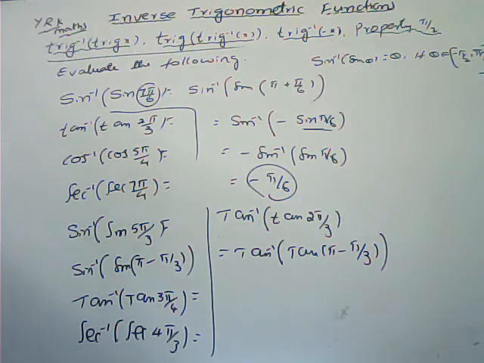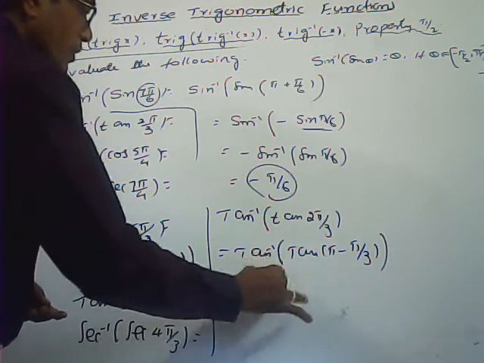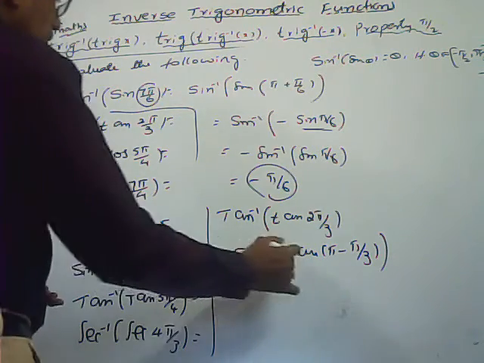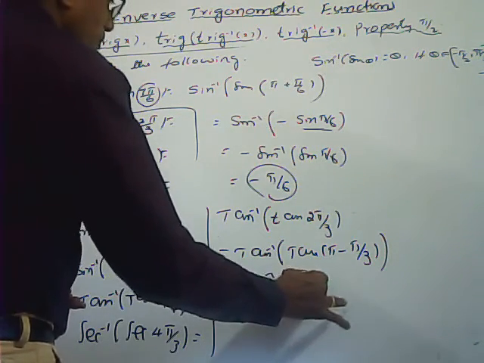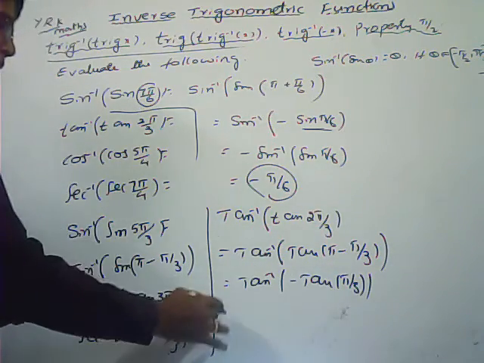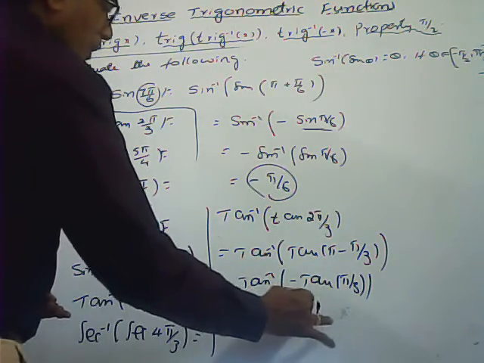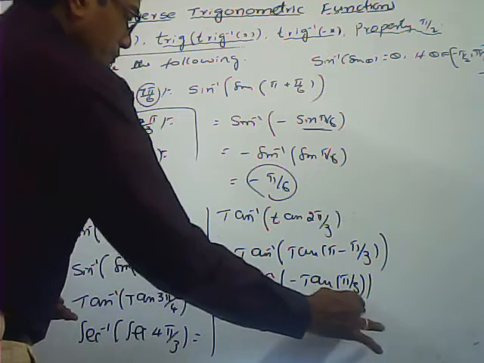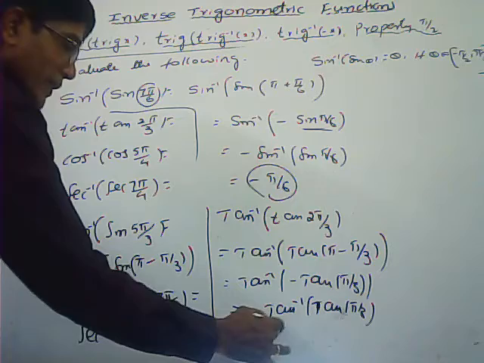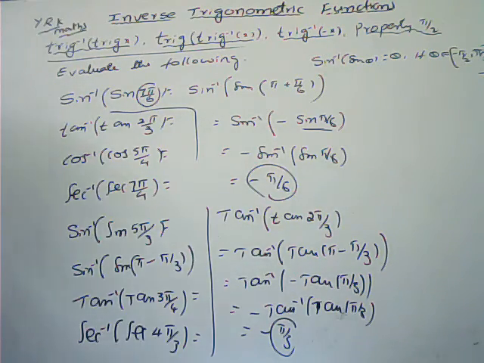180 minus 60, that is 120 degrees only. That is equal to tan inverse of tan of 180 minus theta. 180 minus theta belongs to the second quadrant. In the second quadrant, tan is negative, so minus tan theta, that is pi by 3. So tan inverse of minus x we can write as minus tan inverse x, tan of pi by 3. Now here tan inverse of tan theta, we can write directly theta. Why? Because here theta belongs to minus pi by 2 to pi by 2.